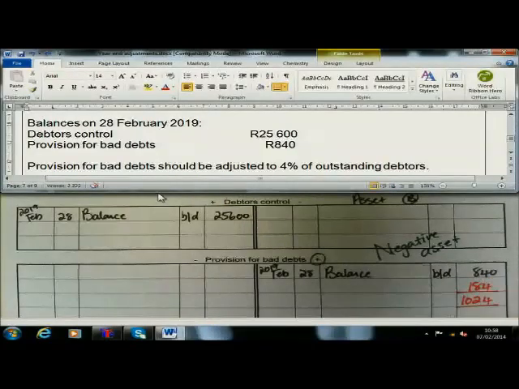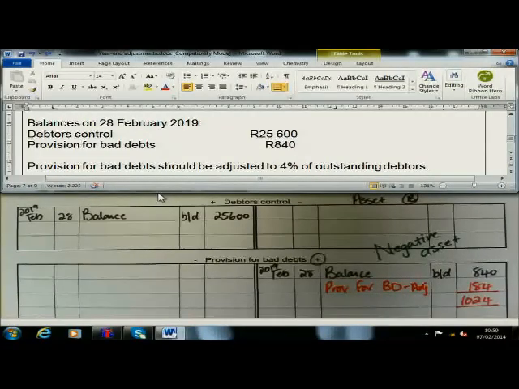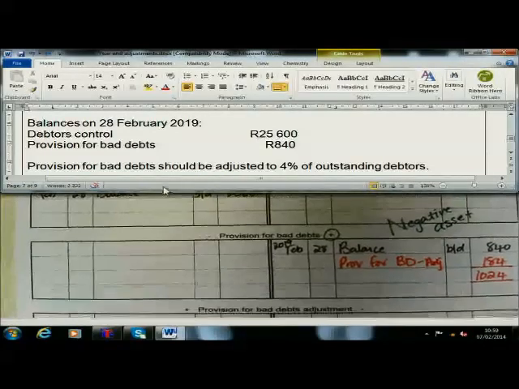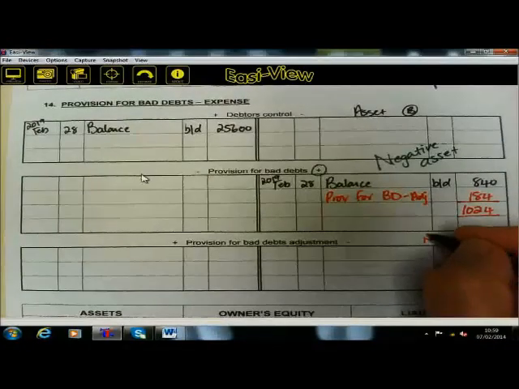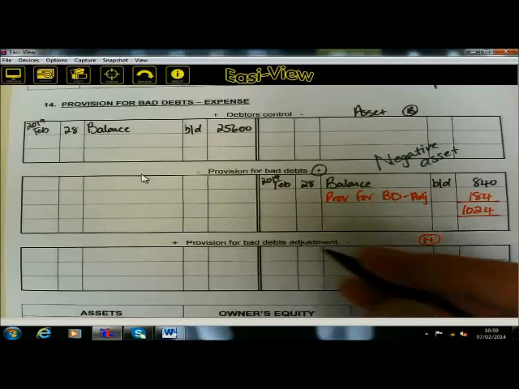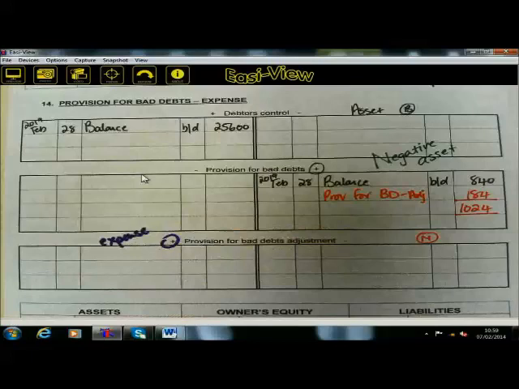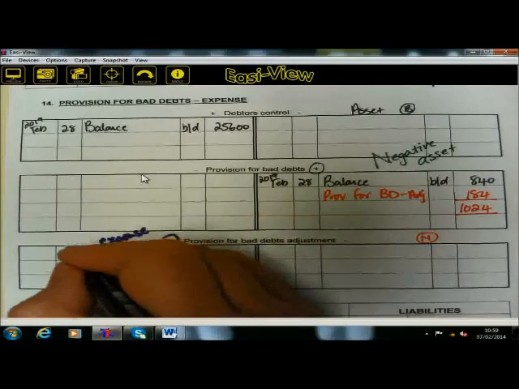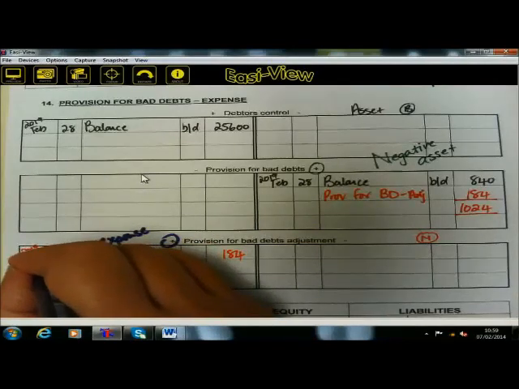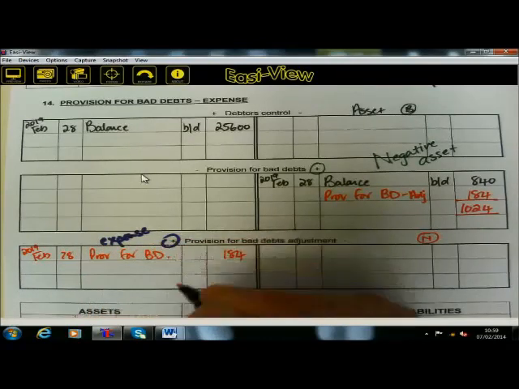So for this year, provision for bad debts adjustment. That means that you've got a nominal account there with the name provision for bad debts adjustment, which is an expense for the business, because it's another 184 rand that you are not going to receive from your debtors. Last of the year, provision for bad debts.